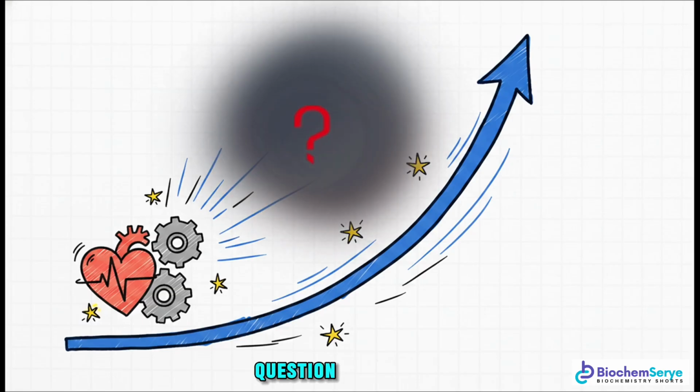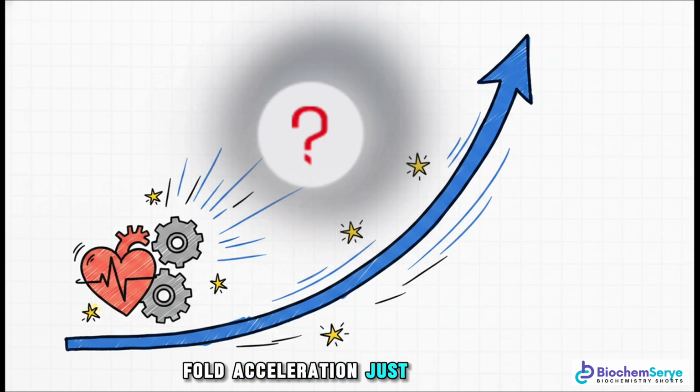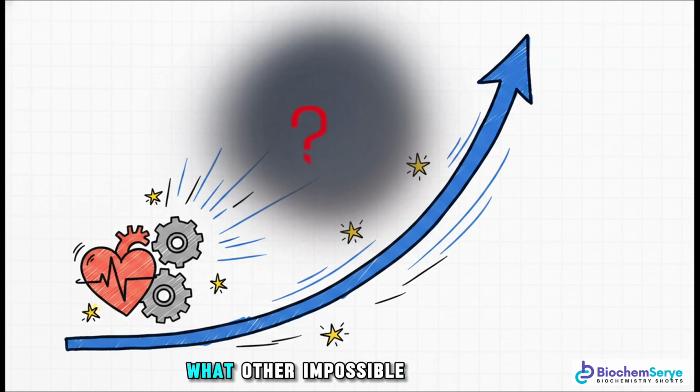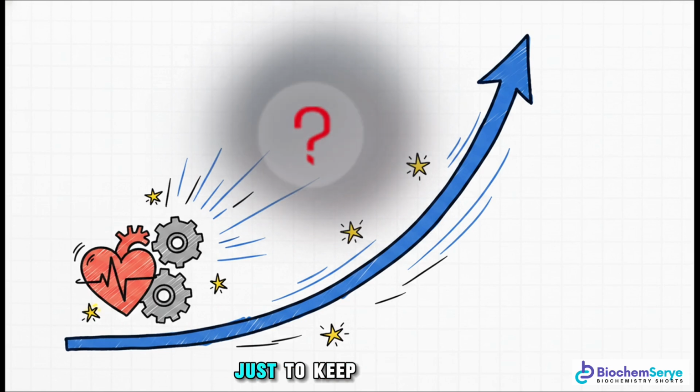Which begs the question, if our bodies can naturally engineer this kind of billion-fold acceleration just to clear out some peroxide, what other impossible chemical feats is your cellular machinery performing right now just to keep you alive?